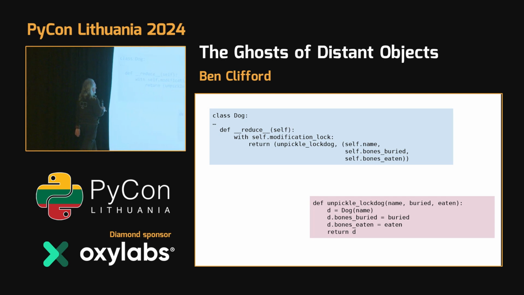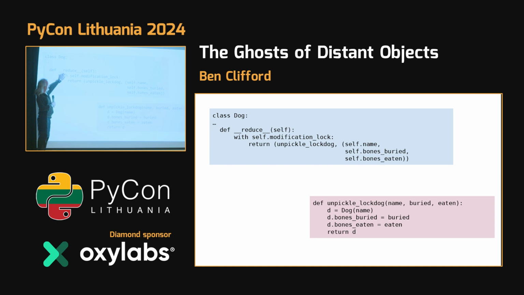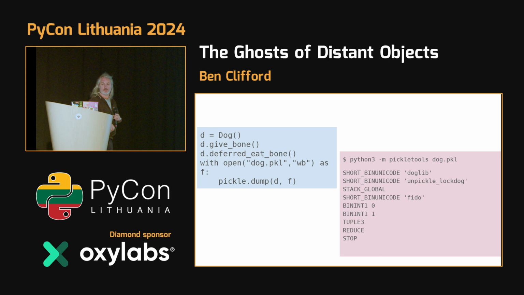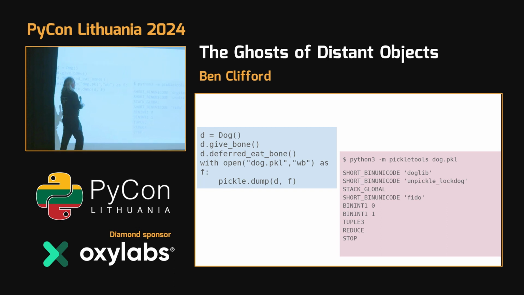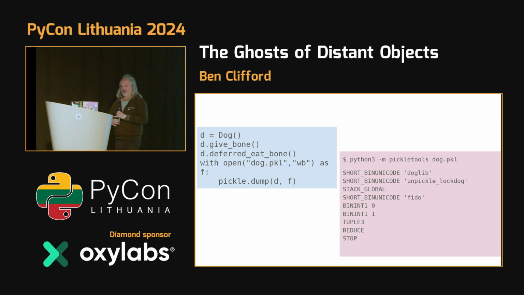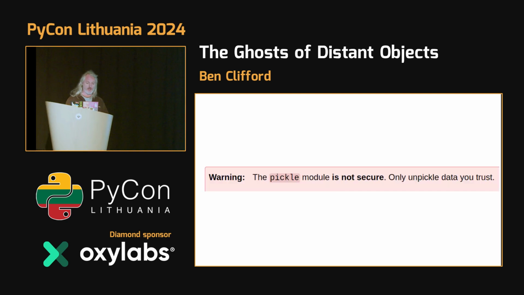So we do it with the lock taken so that this is consistent, but we don't send the lock. And on the unpickling side, this is going to get a new lock as part of the dog constructor. And what that looks like is nothing too crazy. We're going to look up unpickle lock dog. We're going to have Fido, 0 bones buried, 1 bone eaten, bake them into a tuple, and invoke that function with these arguments. That's cool, right?